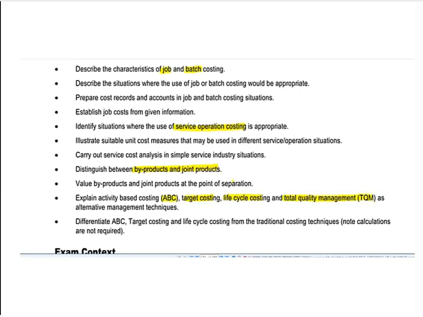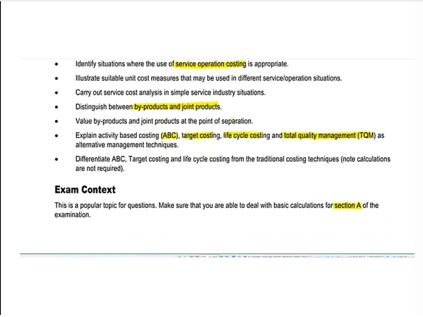And then we'll look at a number of different costing areas that you could be asked to explain or differentiate between in the exam, specifically activity-based costing, target costing, life cycle costing, and total quality management. So you'll see that in this chapter we're going to cover a lot of different areas, and again these areas could appear in section A of the exam. Let's look at it in a little bit more detail on your summary diagram over the page.